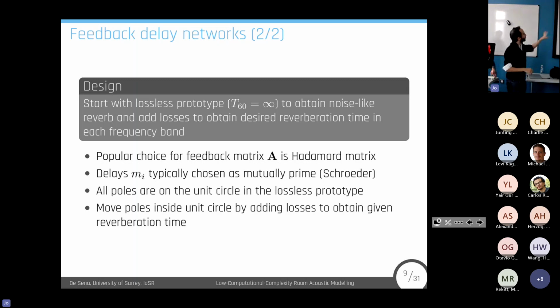matrix, typically a Hadamard matrix for A, and the delays are just mutually prime. So nothing is directly linked to the actual room that you're trying to simulate. If the prototype you start from is lossless, that means having all the poles on the unit circle. Then what you do is you move the poles. There are some elegant equations to set those attenuation coefficients in such a way as to obtain a certain reverberation time. So the approach is: I want a certain reverberation time, I design the network to have that reverberation time. That's pretty much it.